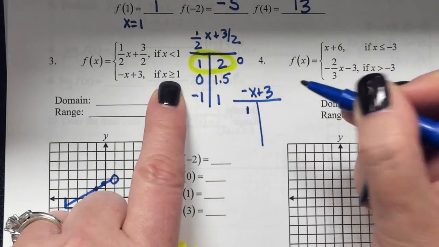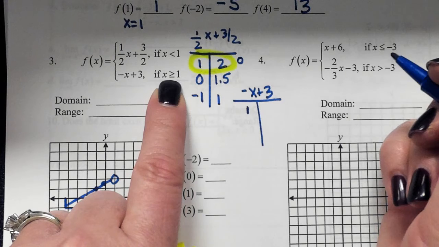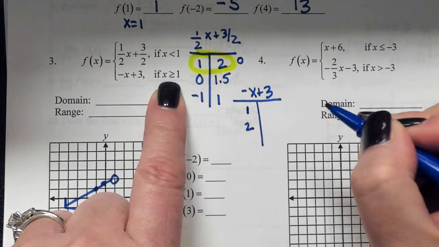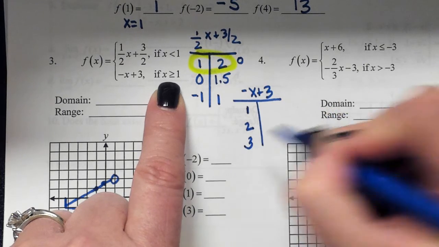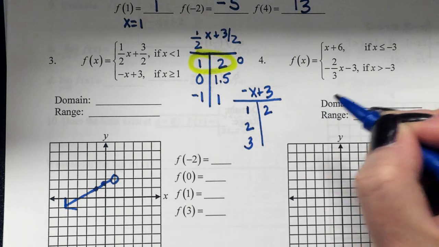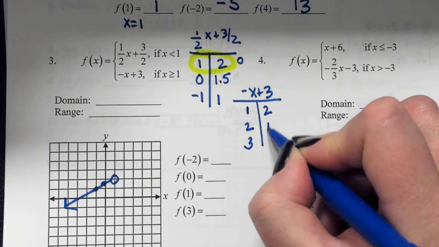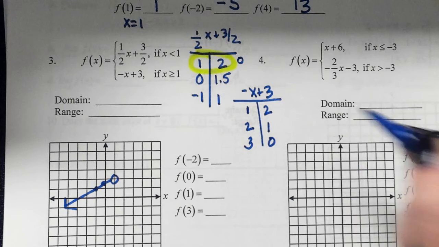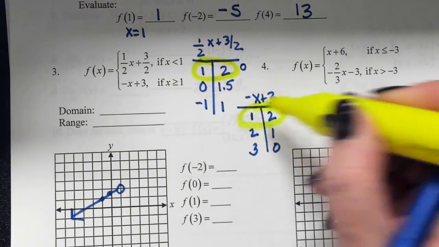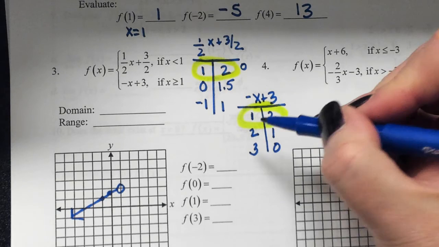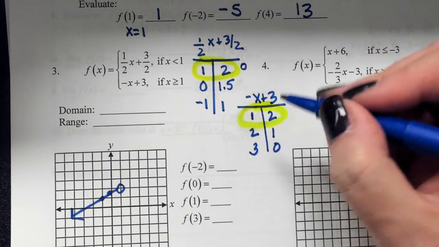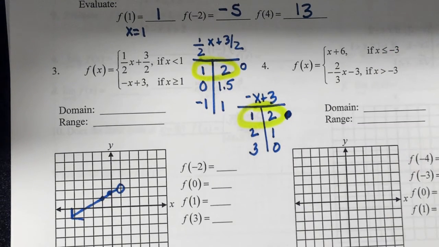Always start with wherever the restricted domain is. So we're going to start the table at 1. What's an x value greater than 1? 2, and then an x value greater than 2 would be 3. So negative 1 plus 3 is 2. Negative 2 plus 3 is 1. Negative 3 plus 3 is 0. Tell me about the point I'm going to place at 1, 2. Am I including 1, 2? Yes. So what kind of point's going to go in my graph? It's going to be a closed.